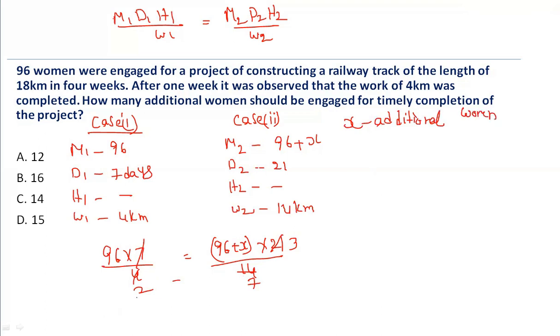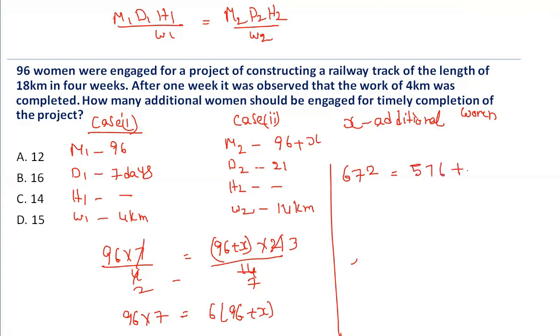So now if you cross multiply, 96 into 7, with already 3 there over, right? So 3 twos are 6. 6 into 96 plus 6x. So this is the next part of calculation. 96 into 7. What is the value of 96 into 7? 96 into 7 is nothing but 672. So 672 equals 96 into 6. How much is the value? That is nothing but 576 plus 6x.